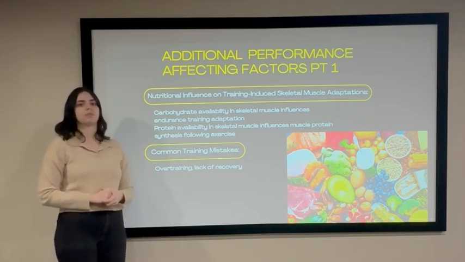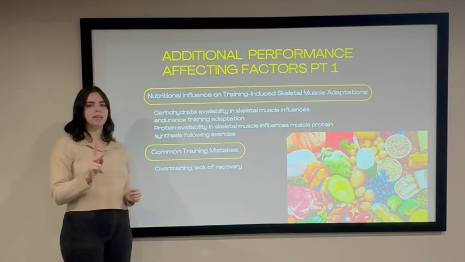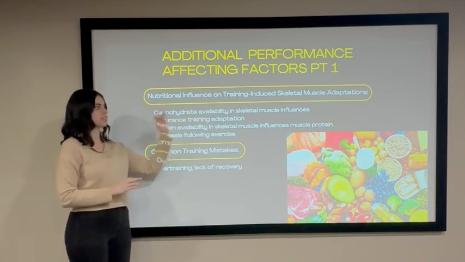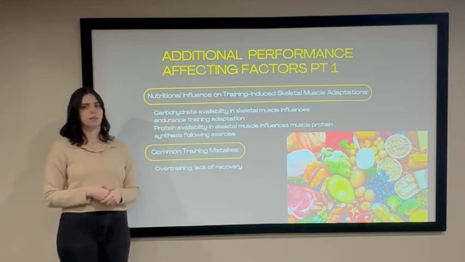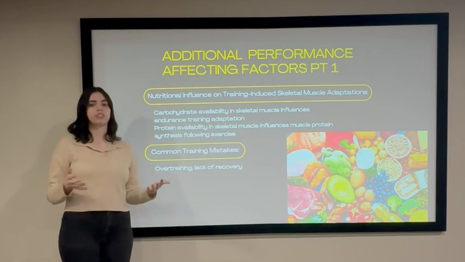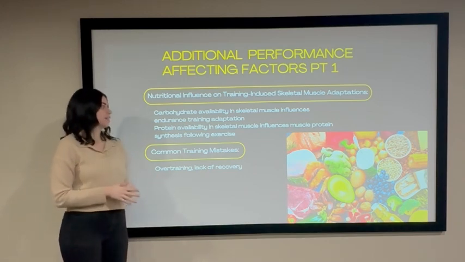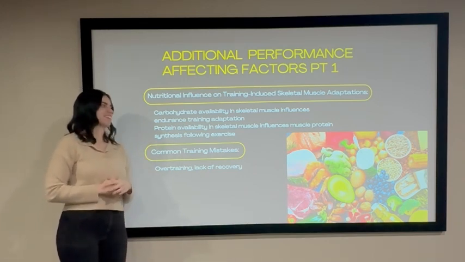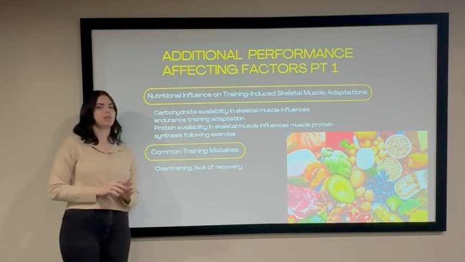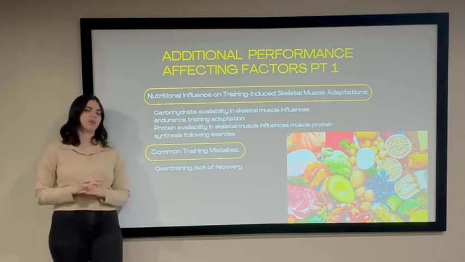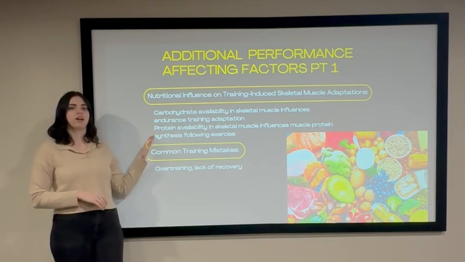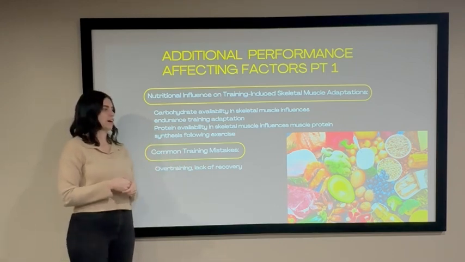And so getting into why that is, 2 main things. Our carbohydrate availability in our skeletal muscle will influence endurance training adaptation, and then our protein availability in skeletal muscle will influence muscle protein synthesis following exercise. That's going to be very important for building muscle or hypertrophy.